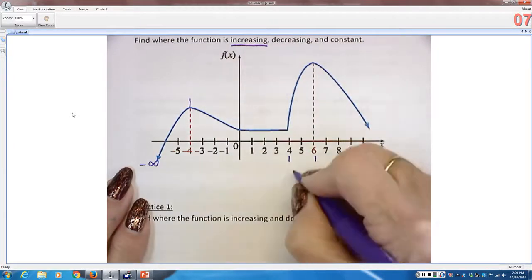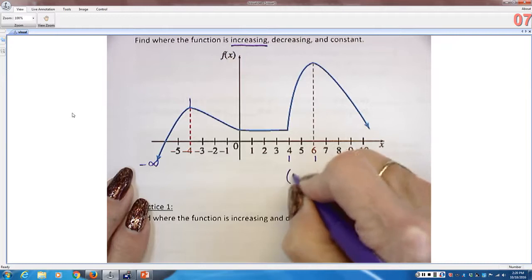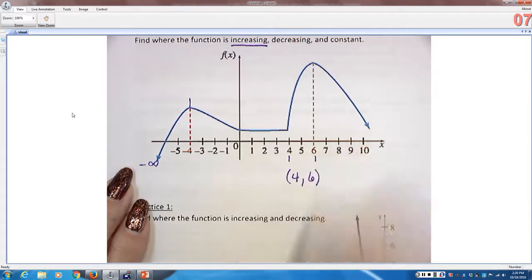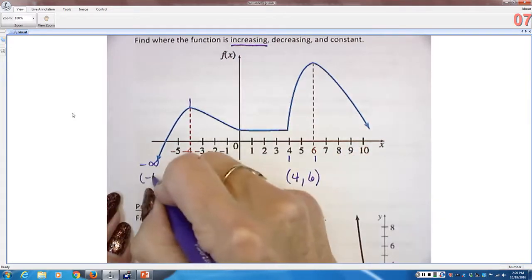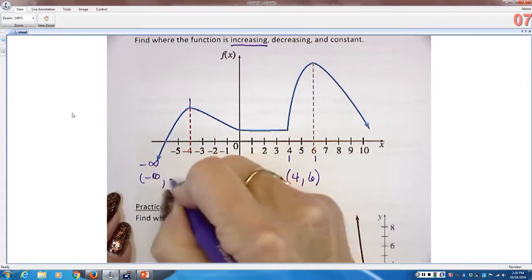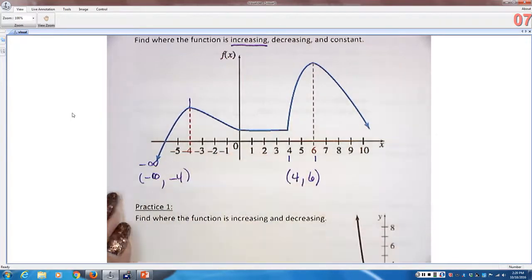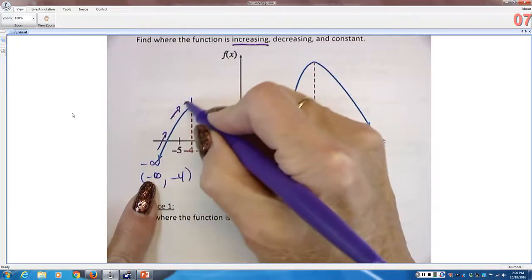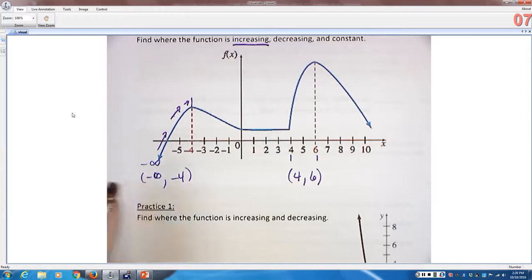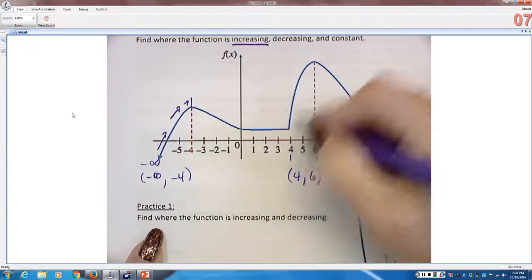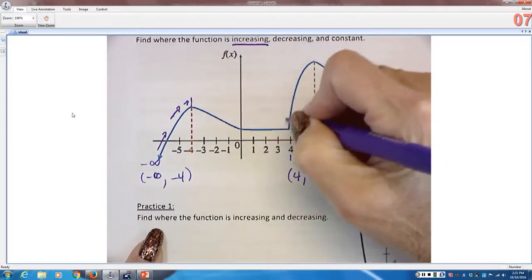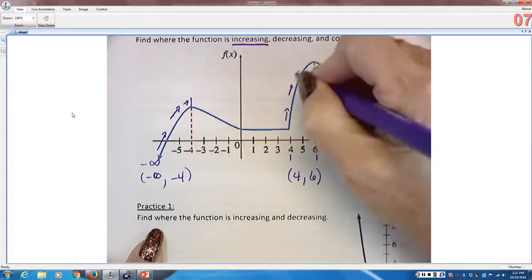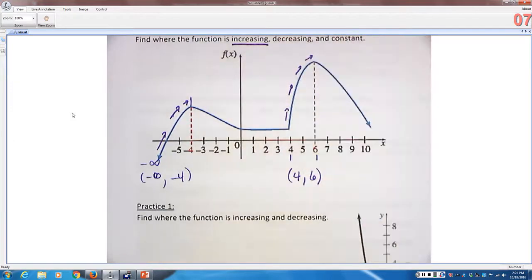And it is increasing here, as Josh said, and it is increasing here. Because as you go from negative infinity to -4, it's constantly going up. And as you go from -4 to 6, it's constantly going up. Now notice that I didn't include the -4 in that interval.